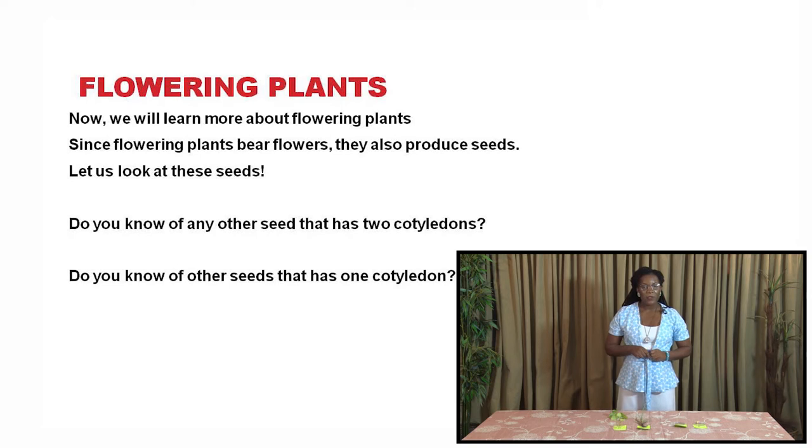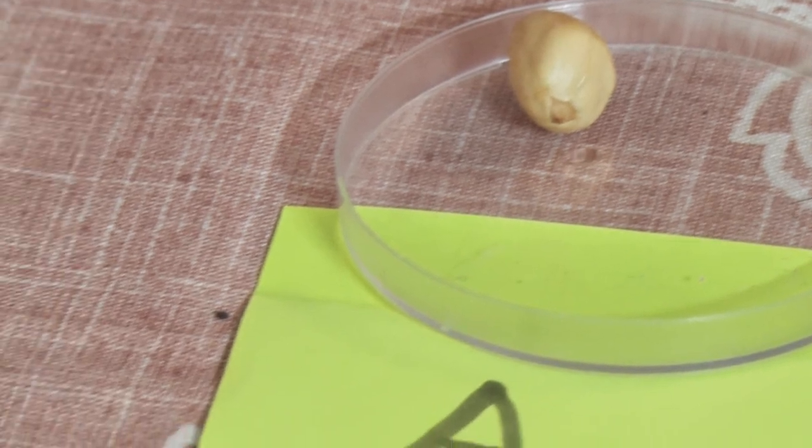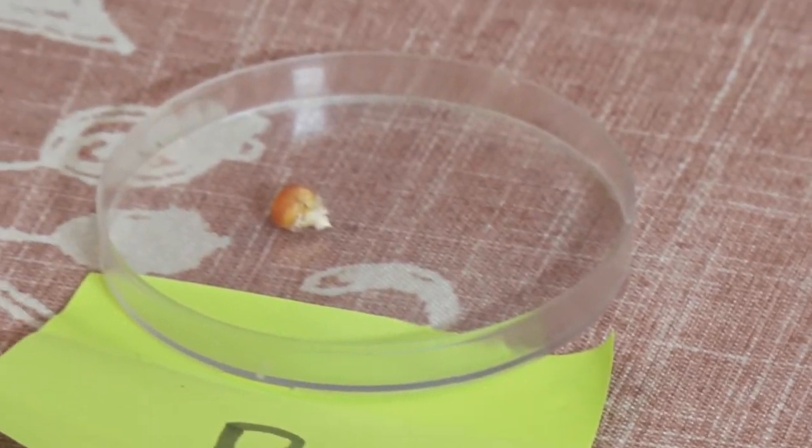Very good, boys and girls. Now, we will learn more about flowering plants. Since flowering plants bear flowers, they also produce seeds. Let us look at these seeds. A, peanut, and B, corn.